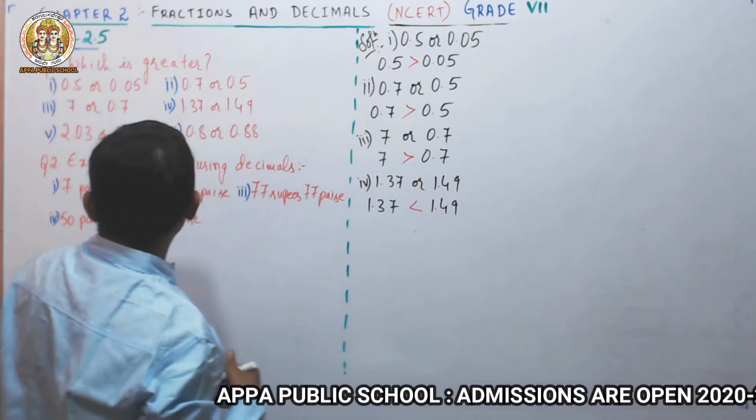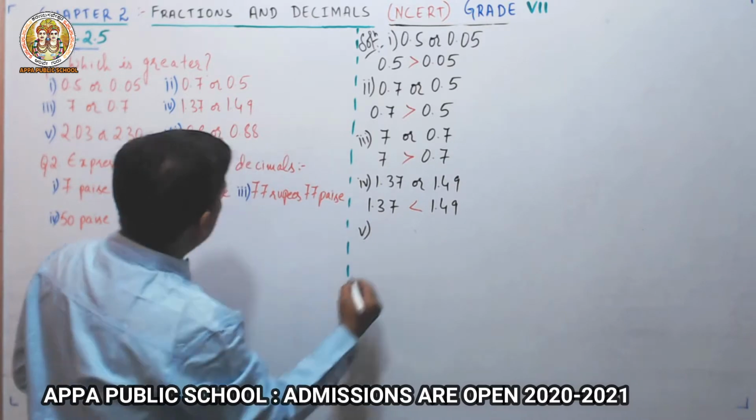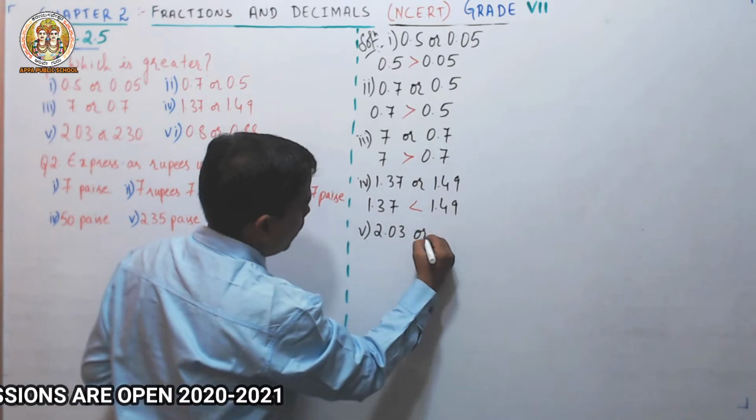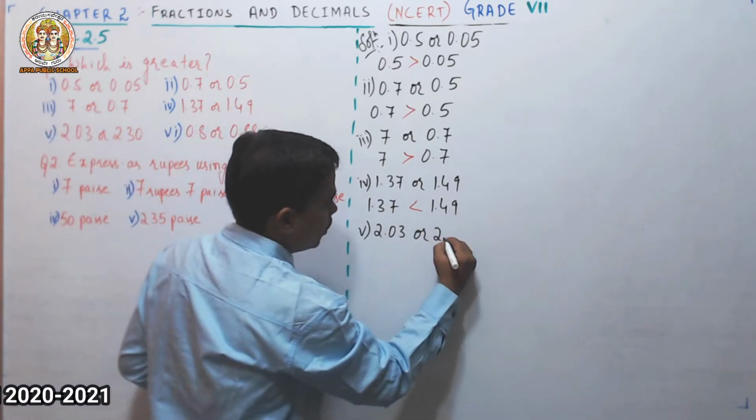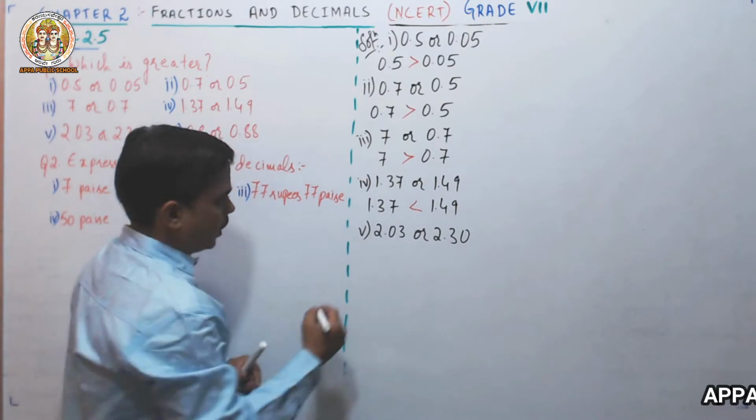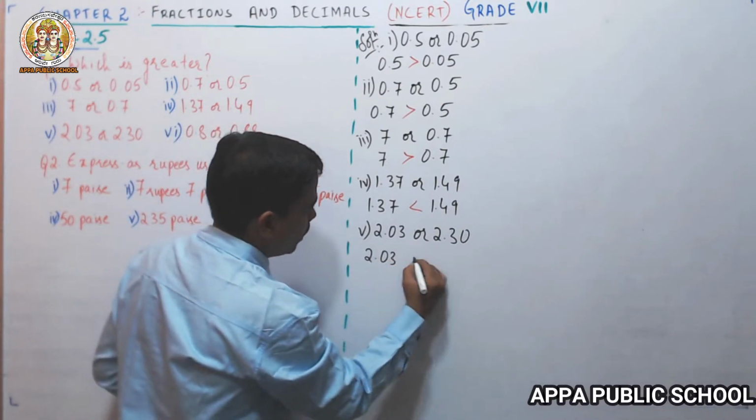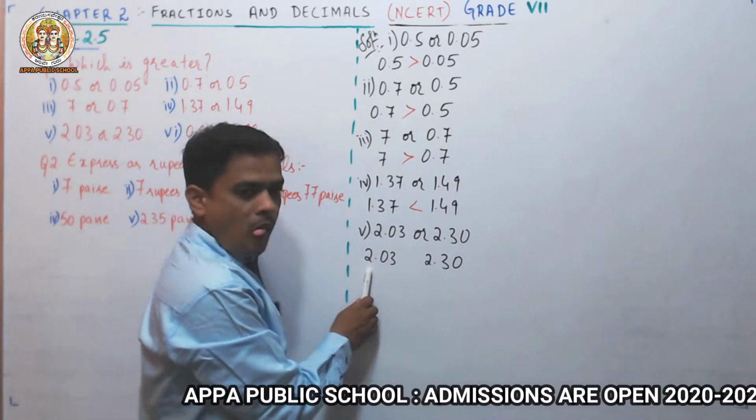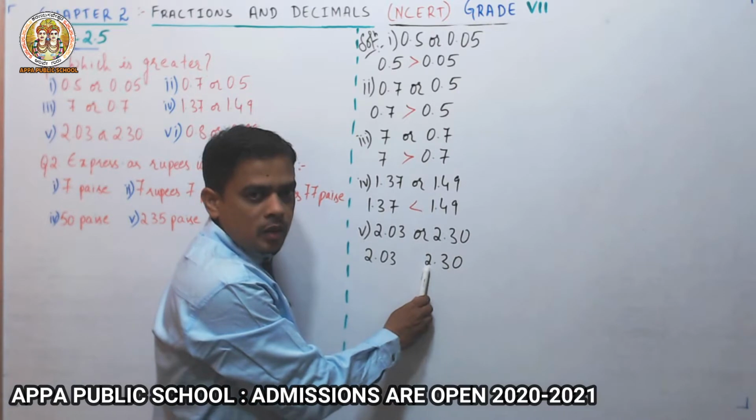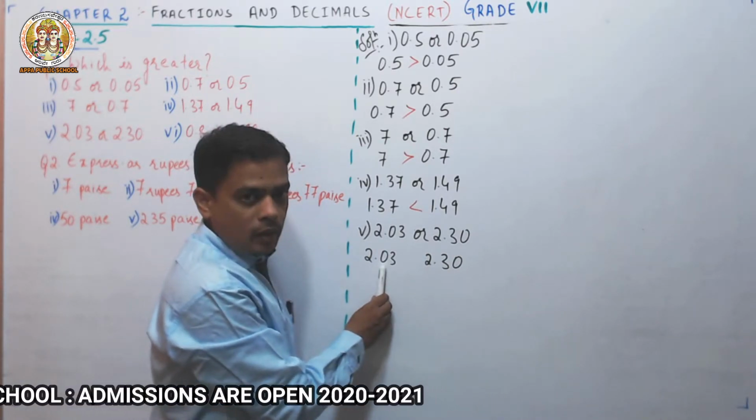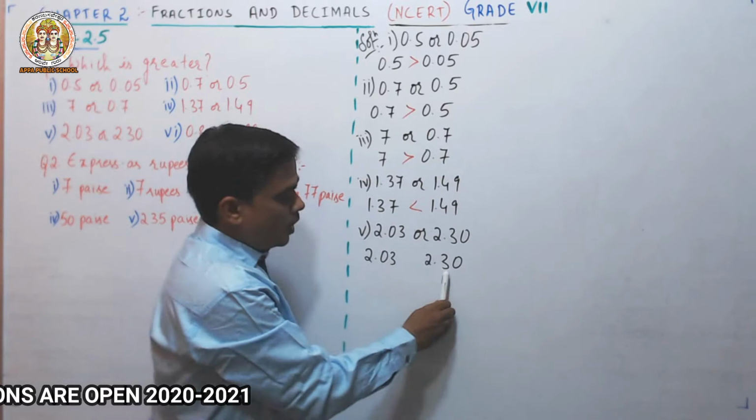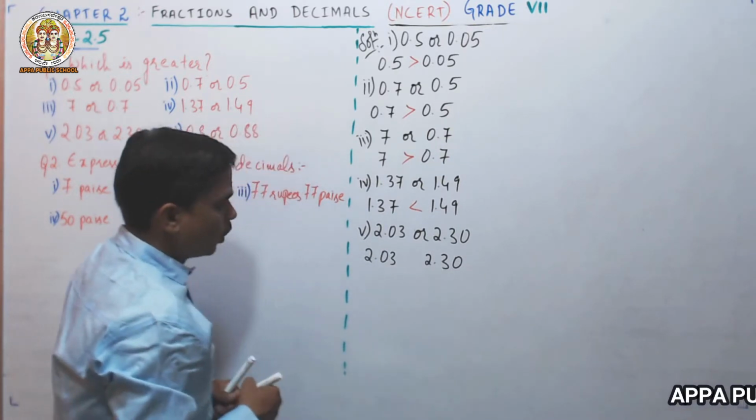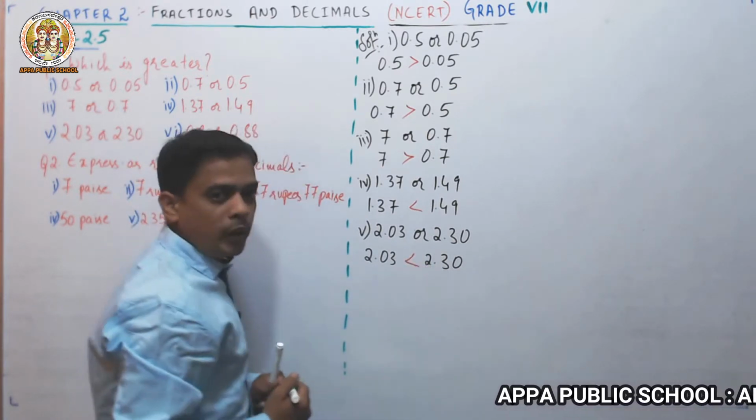Next, fifth bit. What is the fifth bit? The question is 2.03 or 2.30. Once again, what is the unit number? 2 here, and here also the unit number is 2. Both are the same. Next I will come to the tenth place. The tenth place is 0 here, whereas here it is 3. Which is greater, 0 or 3? 3 is greater. Therefore 2.03 is less than 2.30.